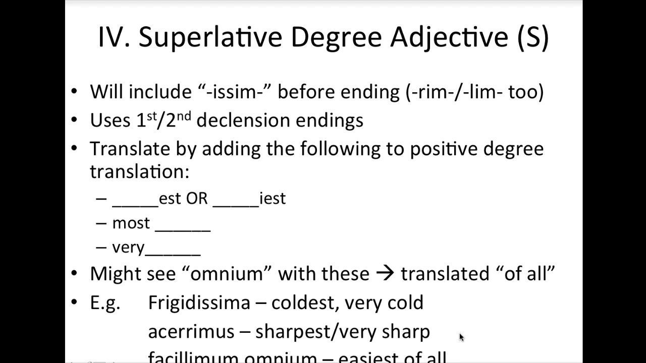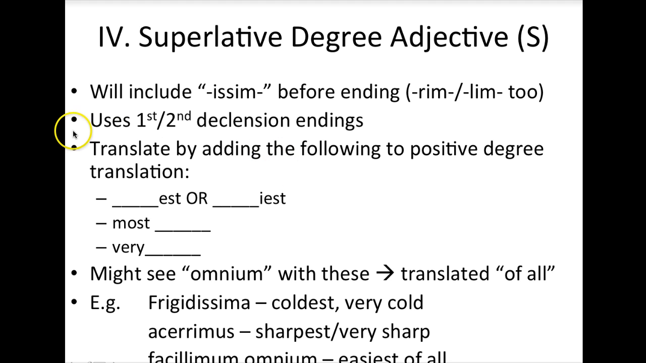Last one, we have the superlative degree adjectives. This will include an issim in most cases before the ending. You can't just end a Latin word with issim. So notice the dash is before for the stem, and then you need a dash after this little addition so that you can make room for an actual ending, because there has to be both a stem and an ending with this issim there in the middle. So if it's not issim, sometimes issim didn't sound right. So it could also be adding a rim or a lim to that, and I'll show you where that's going to happen, and we'll get more in depth with that next week.